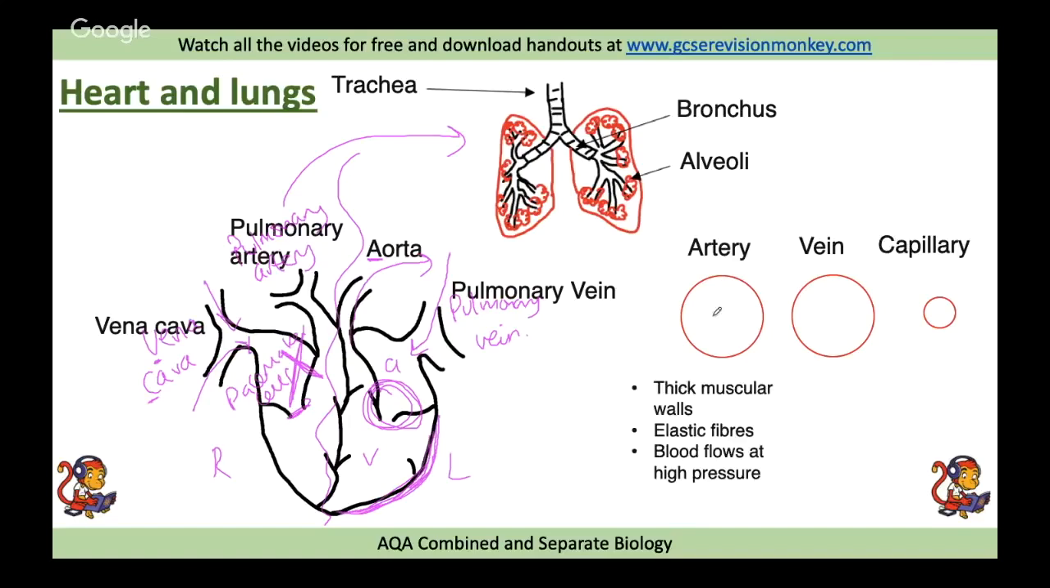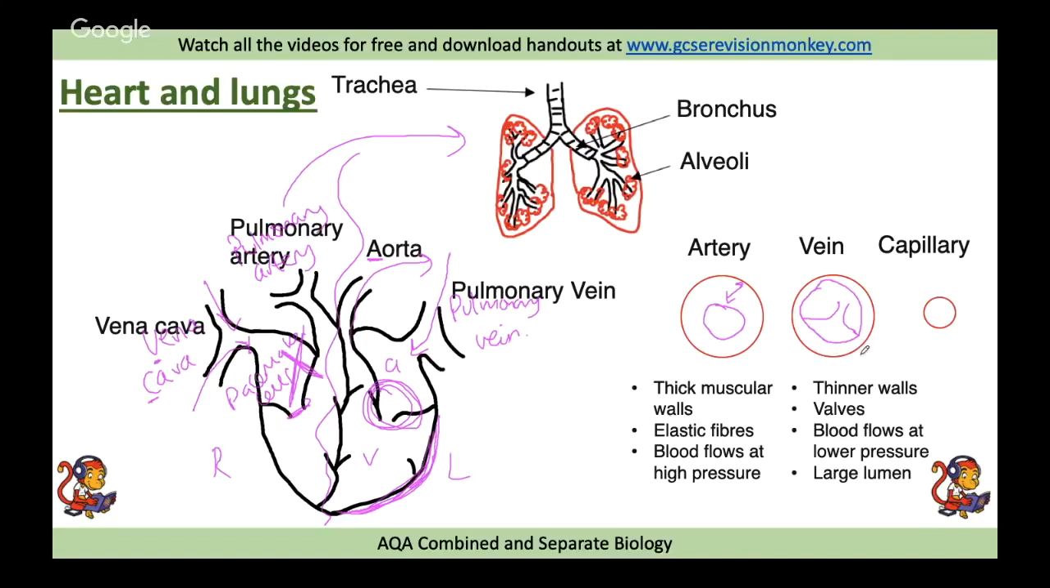The artery is the one with the thick muscular walls, so it has a relatively large lumen, but quite thick muscular and elastic walls because blood flows at high pressure. The vein has a very large lumen, which is the opening, and it has a valve inside to stop the backflow. And the capillary is really thin, just one cell thick, because out of there, all the oxygen needs to diffuse to the cells around it, and sugar and things like that.